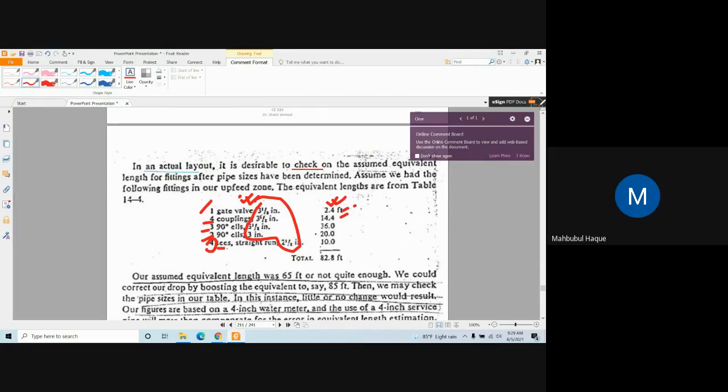Yes, sir. So 4 couplings, 3.5 inch. Whatever you will get, you have to multiply it with 4 because you have 4 couplings here. So total, you have got 82.5. Sorry, 82.8. This is for frictional loss in the fittings.